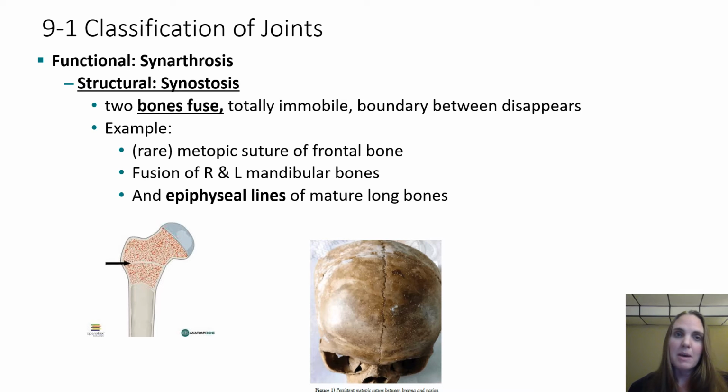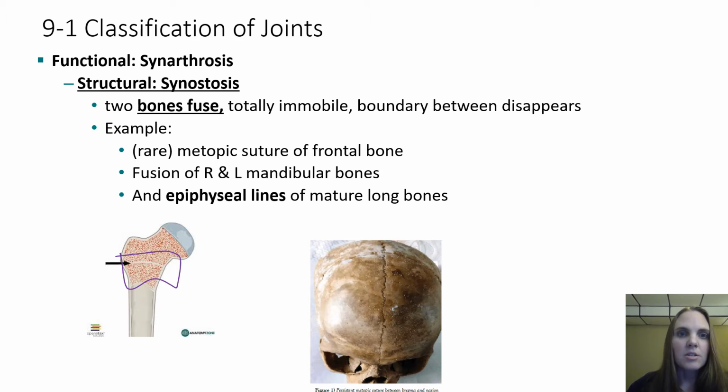The epiphyseal line of our maturing long bones. Remember, we were just talking about that epiphyseal plate in the last slide that was cartilage. Remember, eventually those osteoblasts start becoming more active than the cartilage cells and catch up, and that cartilage disappears, and we're left behind with that epiphyseal line. And that would be a synostosis as well.